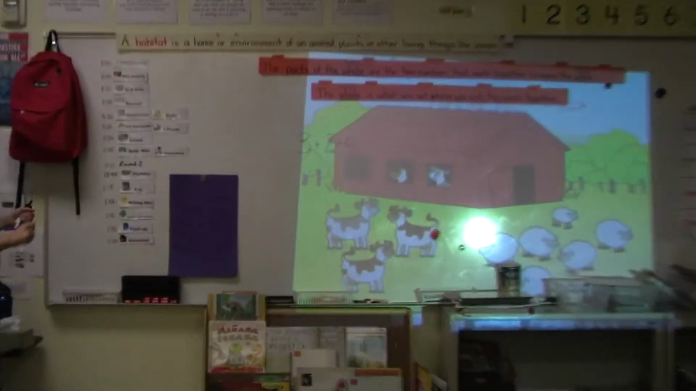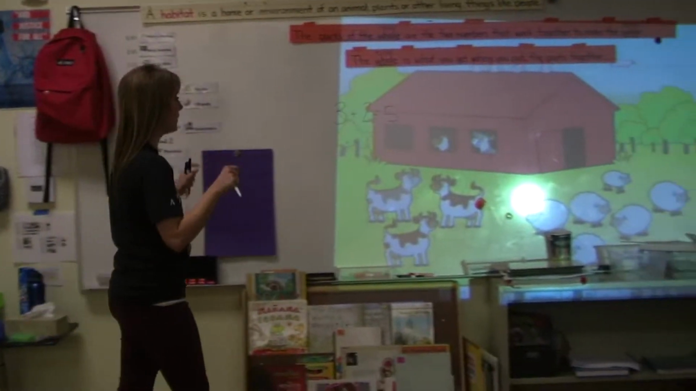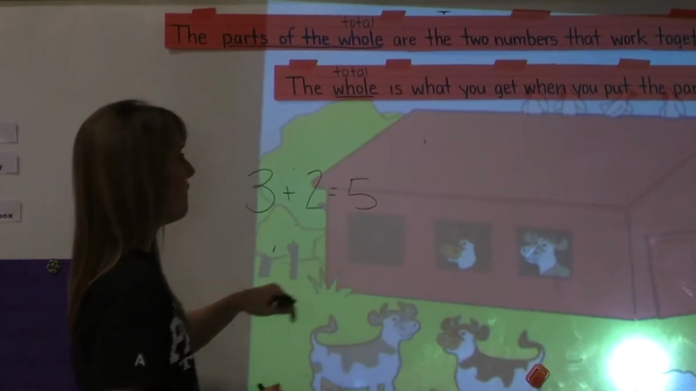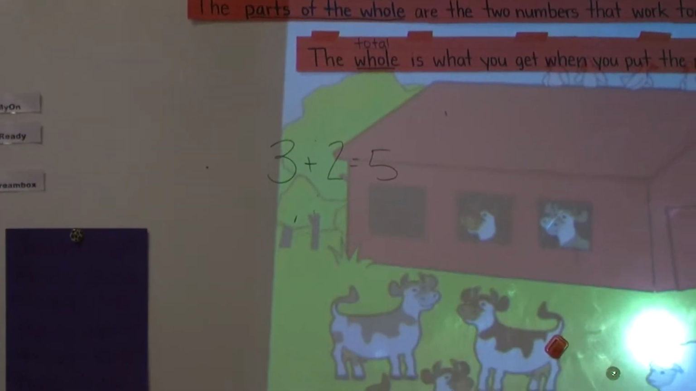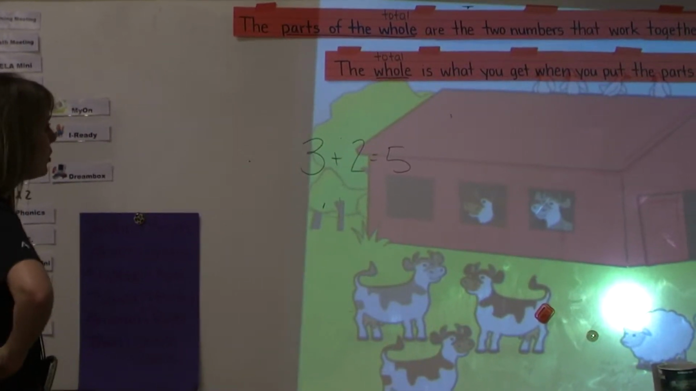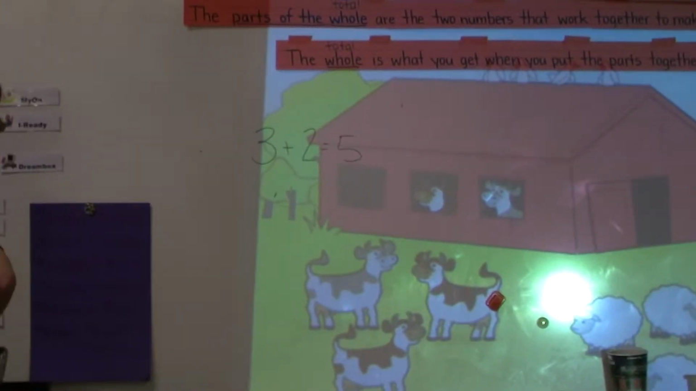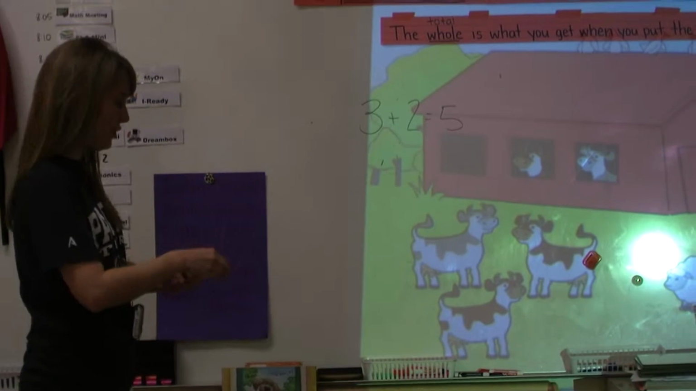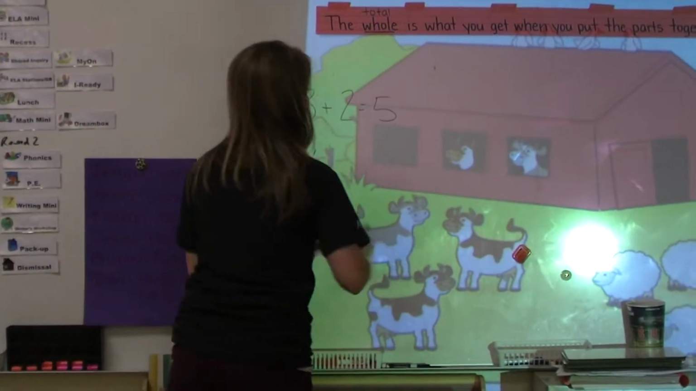Andrea and Jesus told us this addition sentence: 3 plus 2 equals 5. When I think about the parts of the total, the parts are the two numbers that work together to make the total. I see that 3 and 2 are working together.